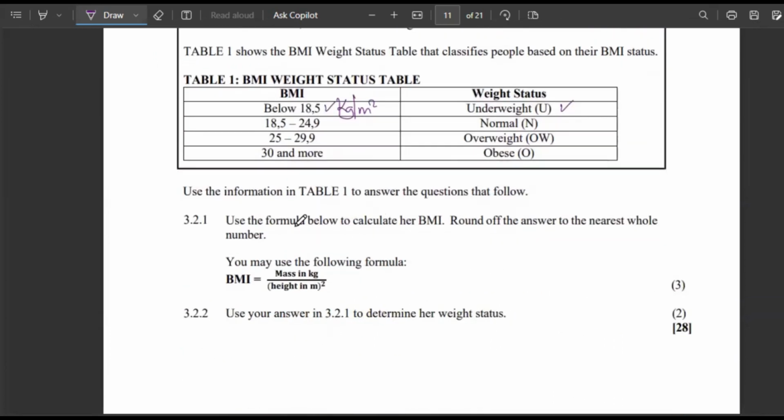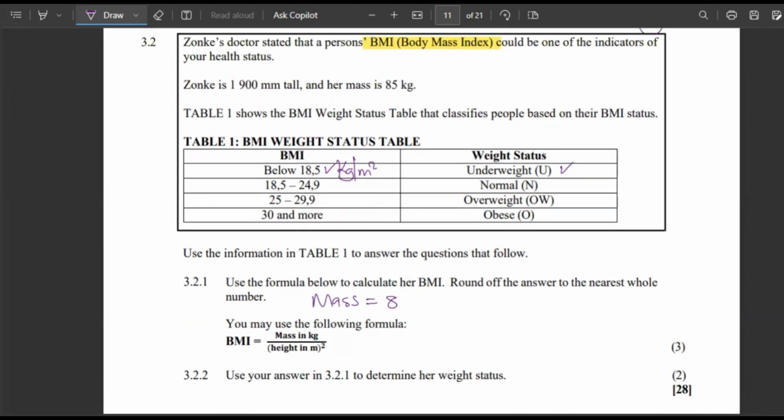All right. Use the formula below to calculate the BMI. Round off your answer to the nearest whole number. Now, the formula is already given to us. We ask ourselves, we have the mass. We saw the person weighs 85 kilograms. So that's done. Then what about the height? The height of the person is 1,900 millimeters.